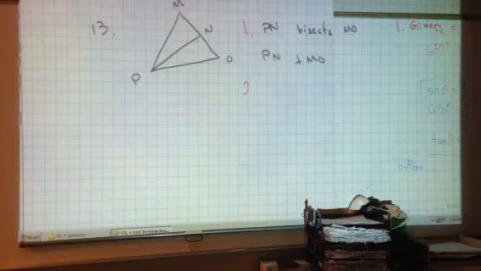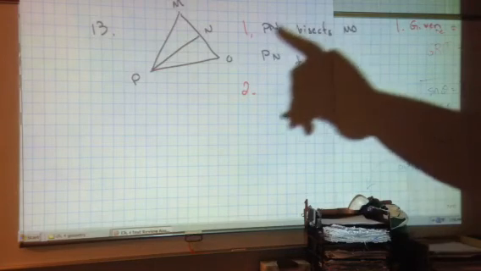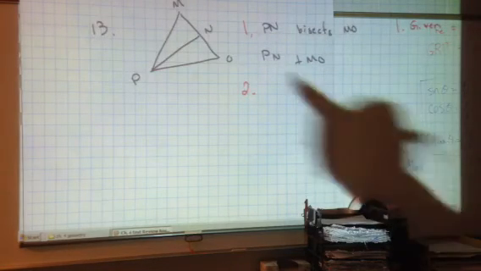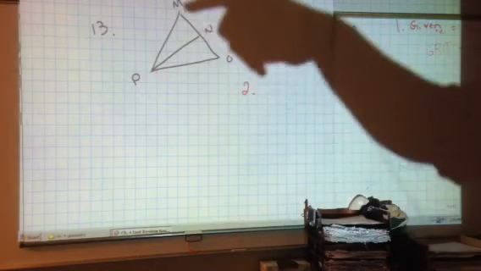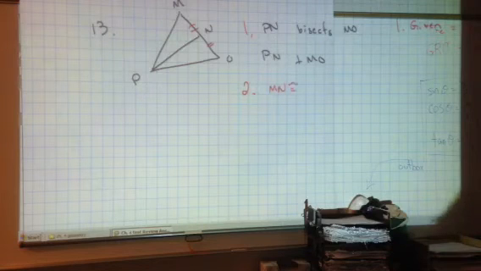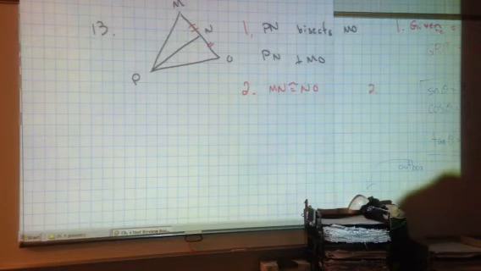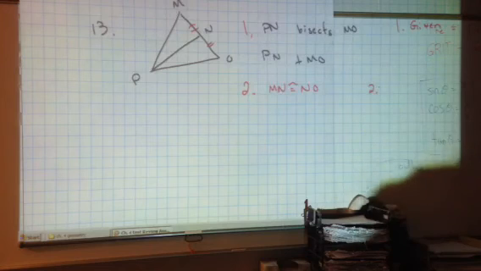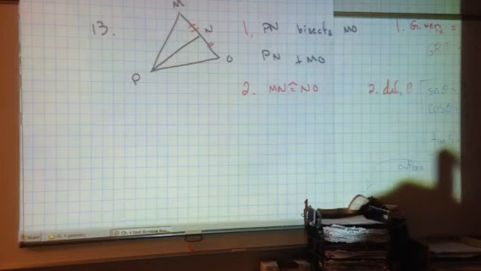Alright, so now I got that. Now we start listing stuff. Alright, let's talk about, well, PN bisects MO. So this segment here cuts MO right in half, which means I know these two lengths are congruent. So MN is congruent to NO. Why? Well, they told us it bisects, so we have to use the definition of bisects.